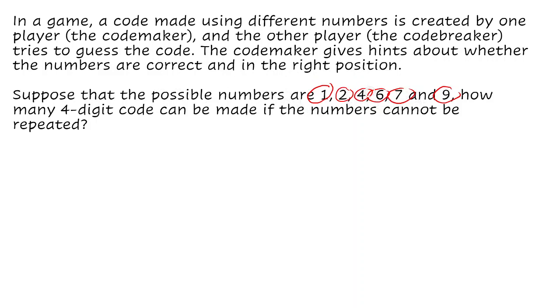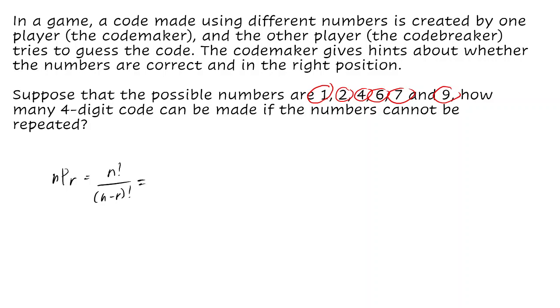So, given na yun lang yung mga numbers na pwedeng masama sa 4-digit code. Ang tanong, how many 4-digit code can be made if the numbers cannot be repeated? Again, numbers cannot be repeated. That means we can use the formula for permutation. So, we have nPr is equal to n factorial divided by n minus r factorial.